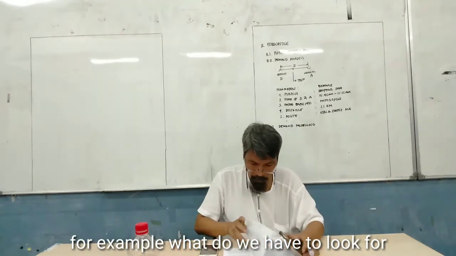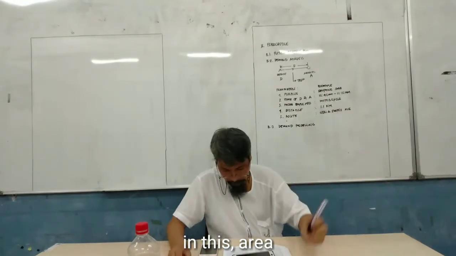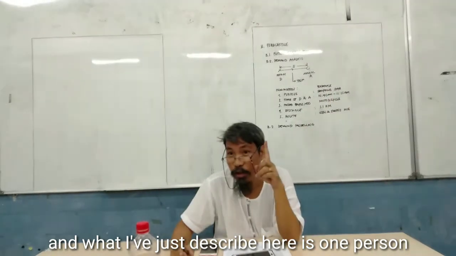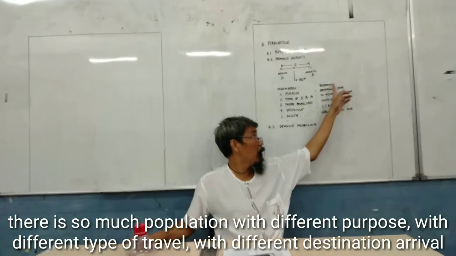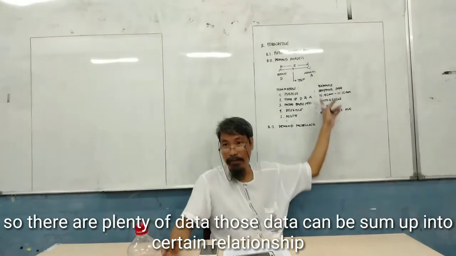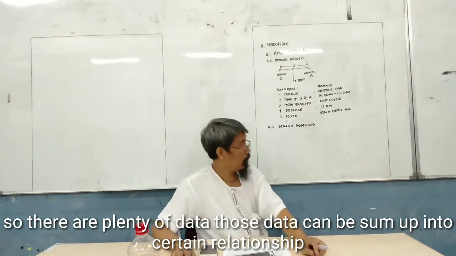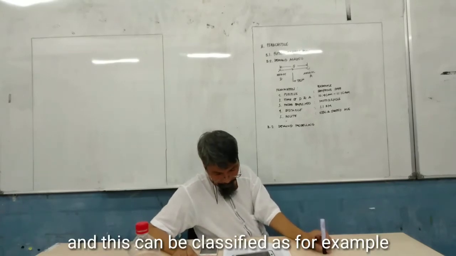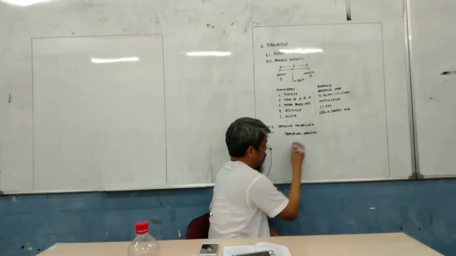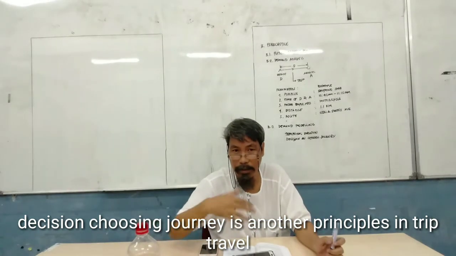For example, what do we have to look for in this area? And what I just described here is one class of population with different purposes, with different types of travel, with different destination arrivals. Okay? So there are plenty of data. Those data can be summed up into certain relationships and this can be classified as, for example, temporal decision, decision choosing journey. It's another principle in trip or travel.